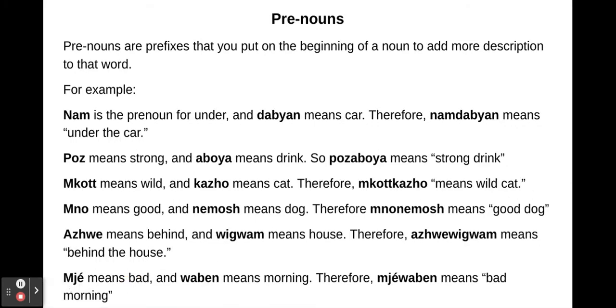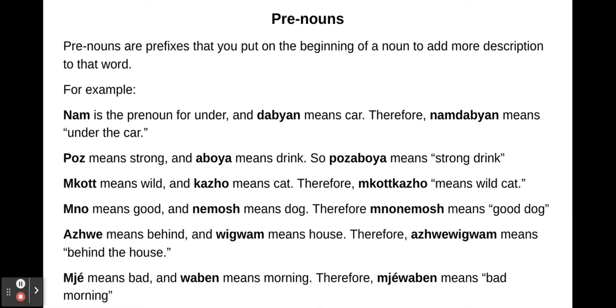Prenouns. Prenouns are prefixes that you put on the beginning of a noun to add more description to that word. For example, nam is the prenoun for under, and dabian means car. Therefore, namdabian means under the car. Pose means strong, and aboya means drink. So, posaboya means strong drink.